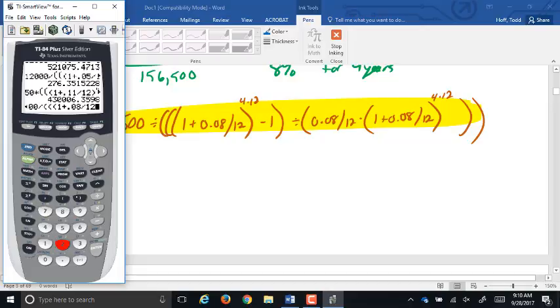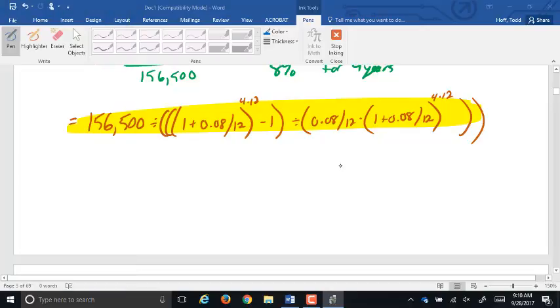Amortization, that's just the payment. You can feel yourself growing older as you wait for the formula to get punched in the calculator, can't you? So $3,808.42. That would be the monthly payment.